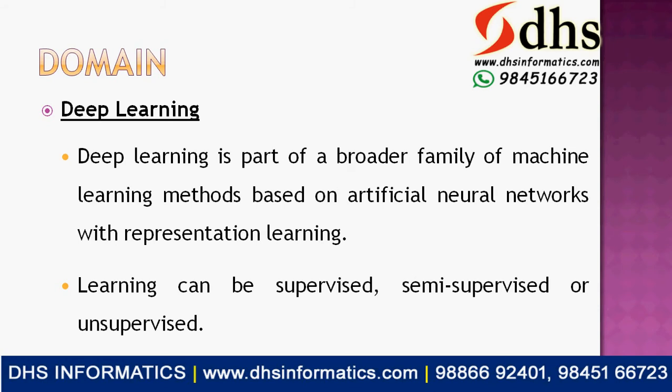Next, learning can be supervised, semi-supervised or unsupervised in deep learning. These are methods. Supervised means in the supervised method we will work with labeled data. In semi-supervised, we will work with labeled and unlabeled data. The third one is unsupervised, which means we will work with unlabeled data.